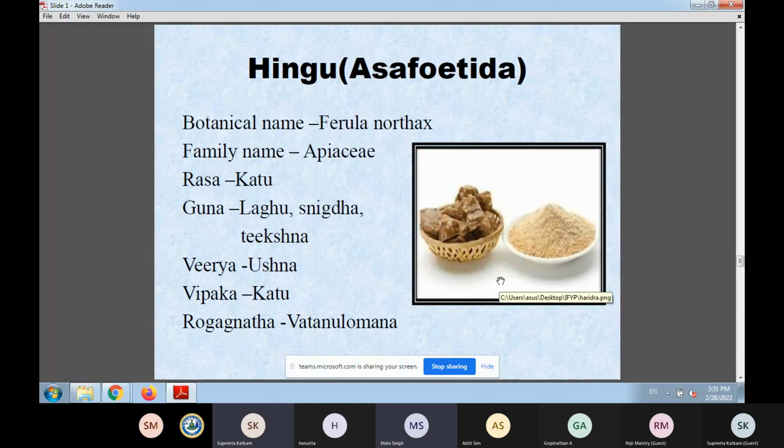Hingu or Assafoetida has Katu rasa. How many of you are using this Assafoetida in the kitchen? I do. Yes. See, this is very good for bloating, and for all the diseases of Vata, especially Apana Vata.